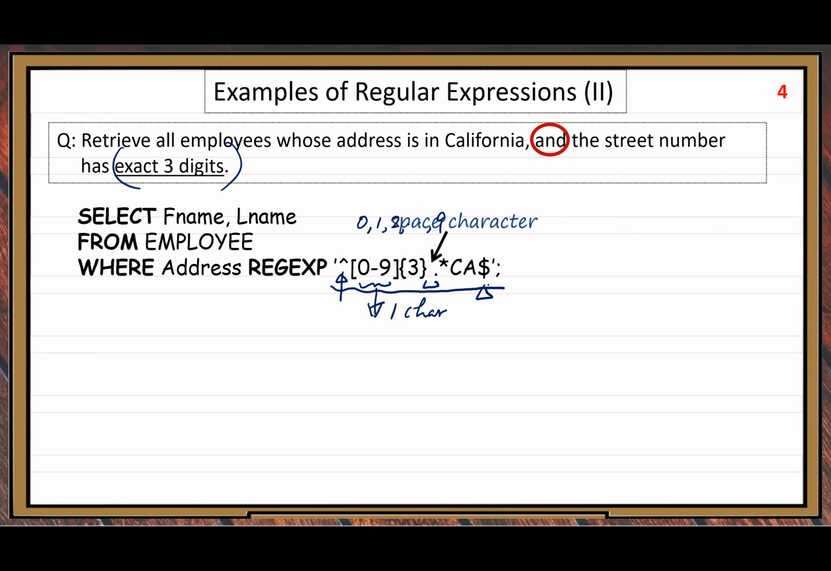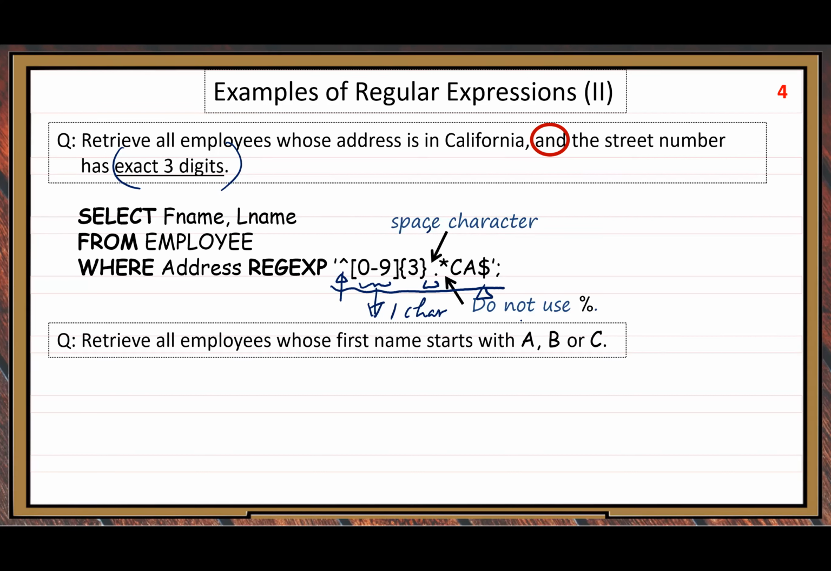So here, do not ignore the space character, right? And here, do not use that %, because it's not the LIKE operator. Do not get confused. Here we are using regular expressions.